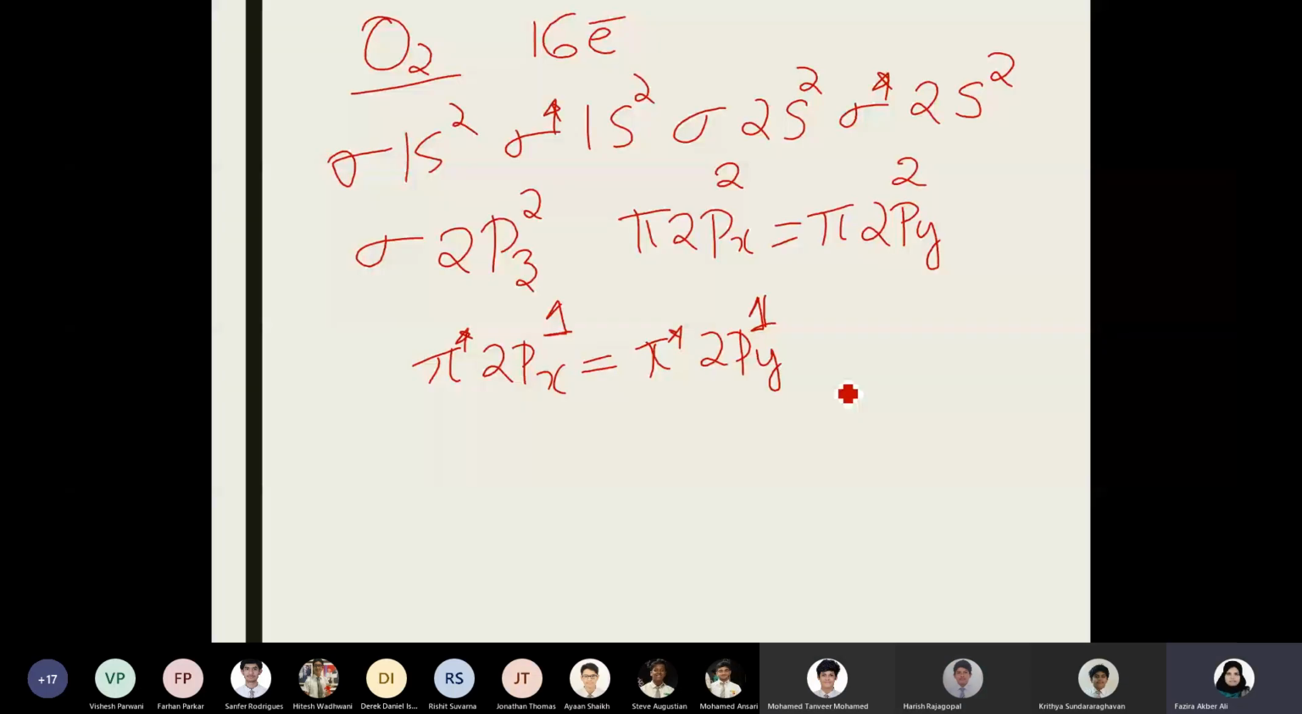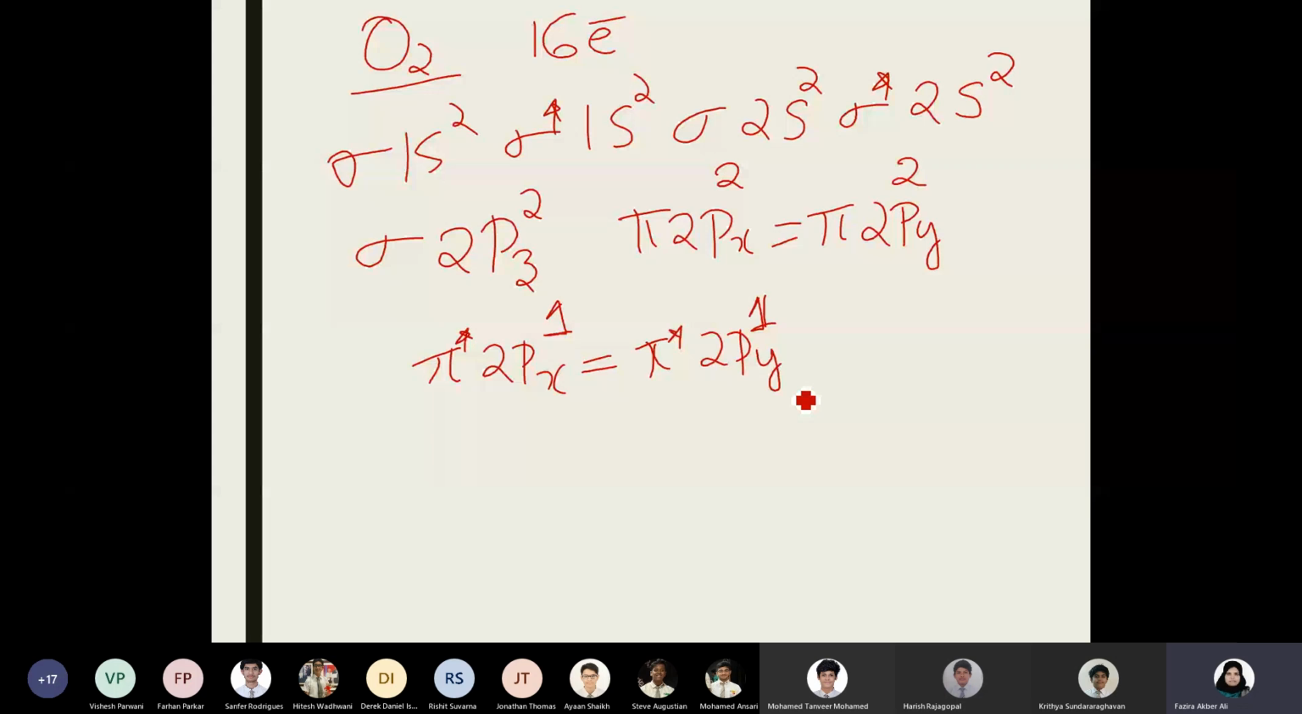Okay, so in that case, first they have to be half filled before they go for the pairing up of electrons. When it is pi 2px, pi 2py or antibonding pi star 2px and pi star 2py, in these cases, first half filling should take place before the electrons get paired up. That is the only point to be noted.